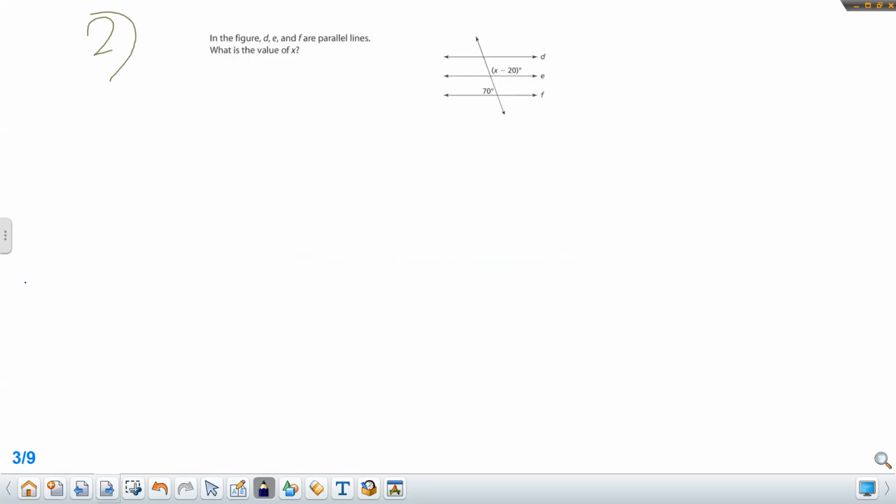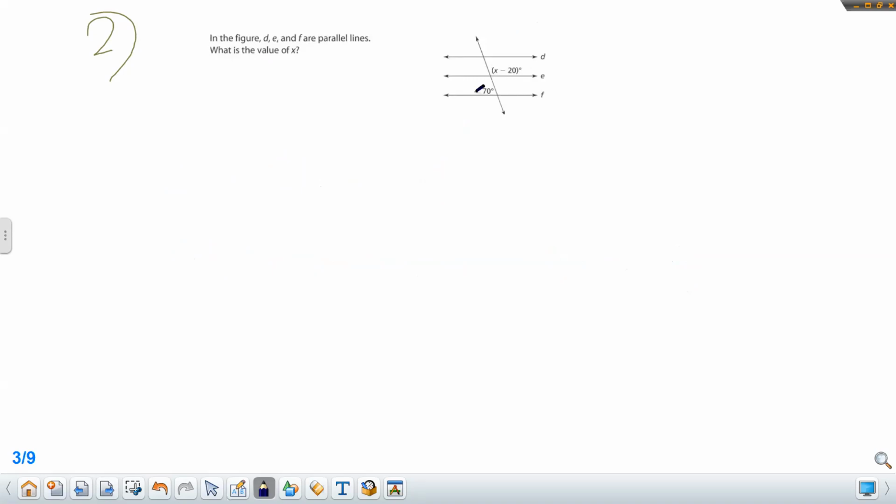Number 2. In the figure, D, E, and F are parallel lines. What's the value of X? Okay, first, you must ask yourself, what's the relation between X minus 20 and 70? Really, no relation between them. Alternate? No. Corresponding? No. Same side interior angle? No.